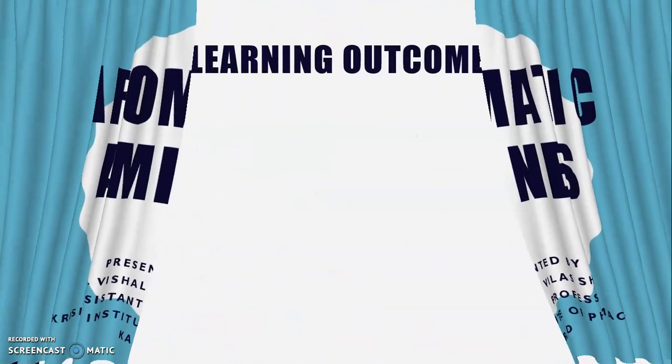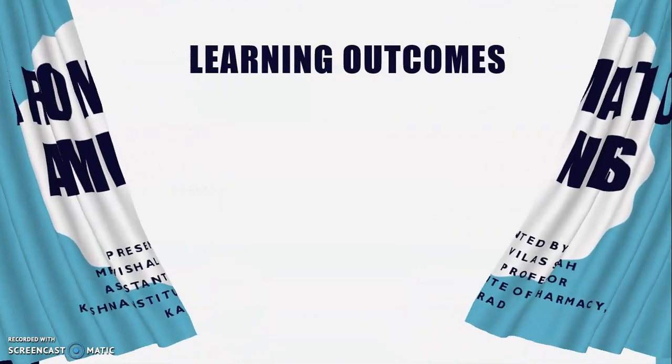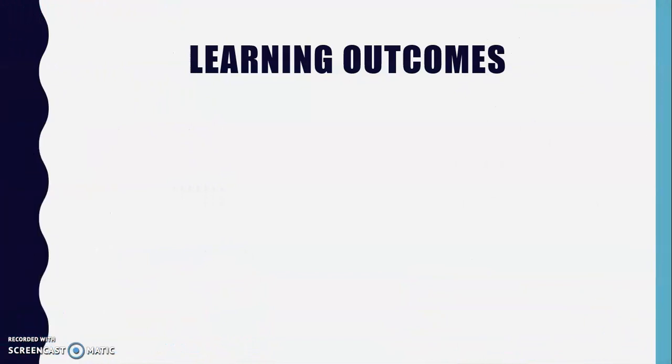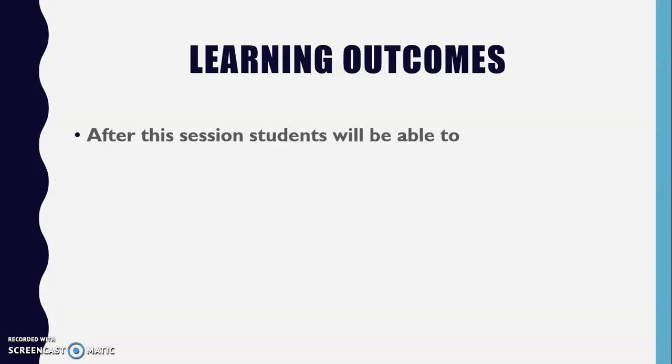Before starting with this session, we are going to discuss the learning outcomes of this session. After this session, learners will be able to write different chemical properties, or you can say chemical reactions, of the aromatic amines. Now, in this video, we are going to discuss the 6 chemical properties that are shown by aromatic amines.